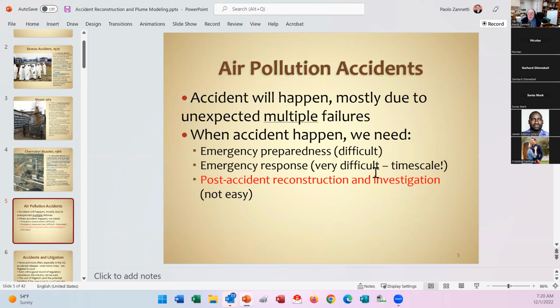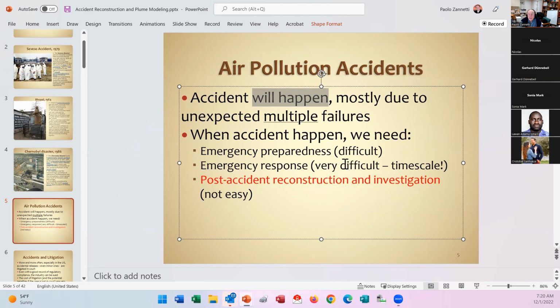So what can we say about air pollution accidents? Well, the first thing we can say is that they will happen. Many times when you talk with industrial people and try to say, well, can we prepare for a possible accident? Their attitude is, no, our companies manage very well, it cannot happen. Well, actually accidents will happen, and they are mostly due to unexpected multiple failures. These are the key words.